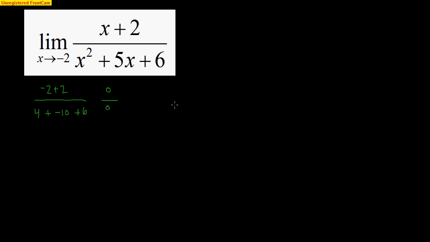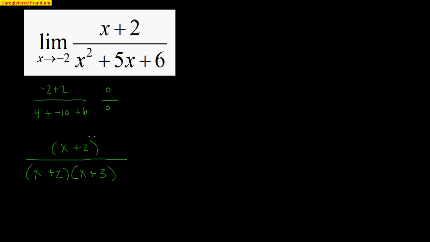What we have to do is some algebra to uncover the problem. For a problem that looks like this, what I would recommend doing is factoring. So let's factor the top, x plus 2, that's pretty easy. On the bottom, let's factor that, and we get x plus 2 and x plus 3. I believe that is the correct factoring.